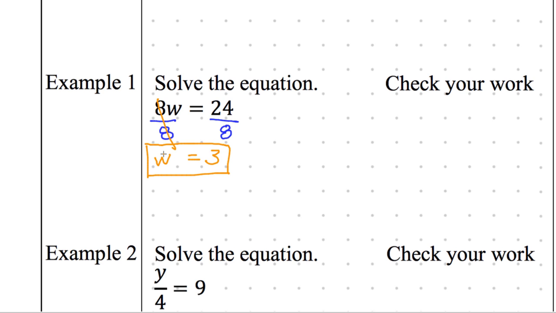Again, like anything, you can check your work. So to check your work, we're going to rewrite that original equation. So the original equation was 8, and there's the w that we're going to be substituting into. We're going to leave parentheses, is equal to 24, and substitute that 3 that we found for w. Multiply them together. 8 times 3 is 24. So 24 equals 24. We have a true statement, a true equation. Therefore, we got the answer correct. Give yourself a giant check mark. Yep, we did it correctly.